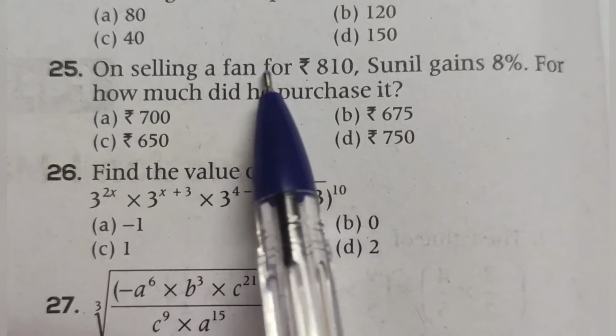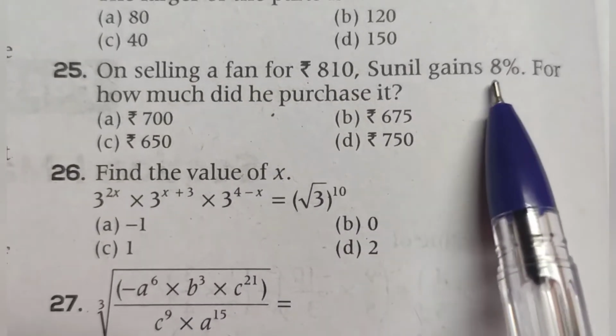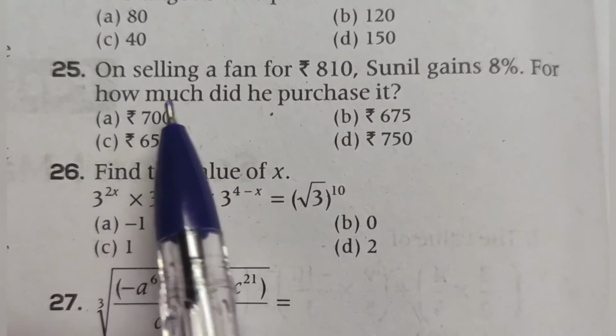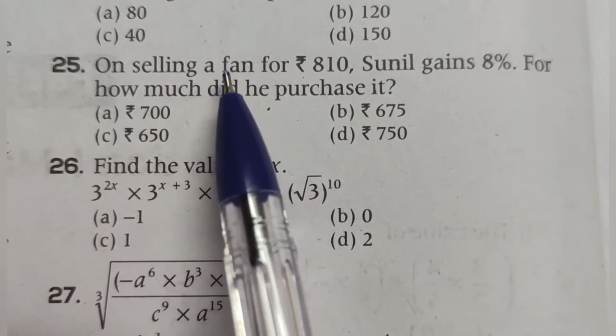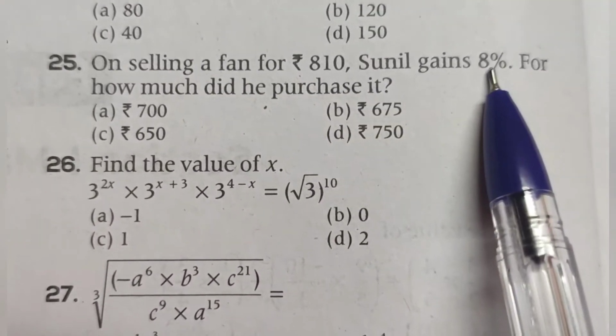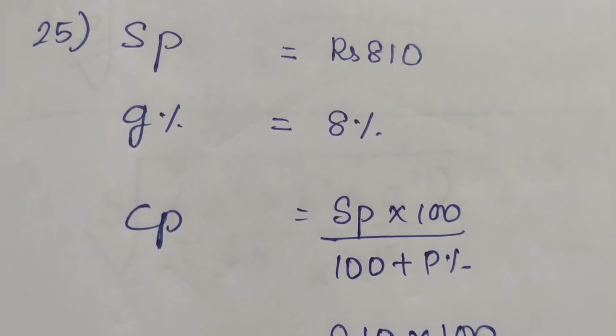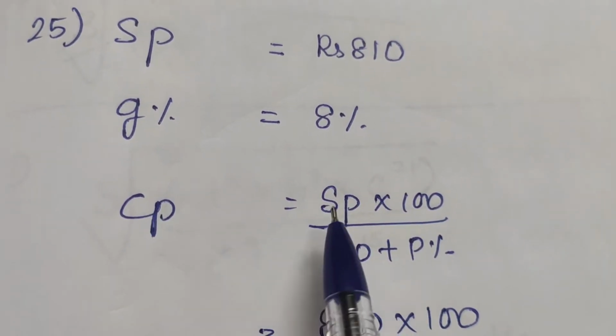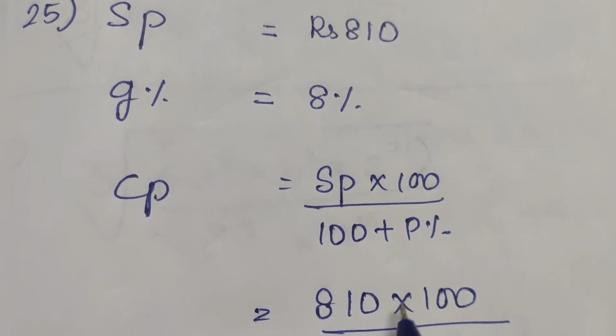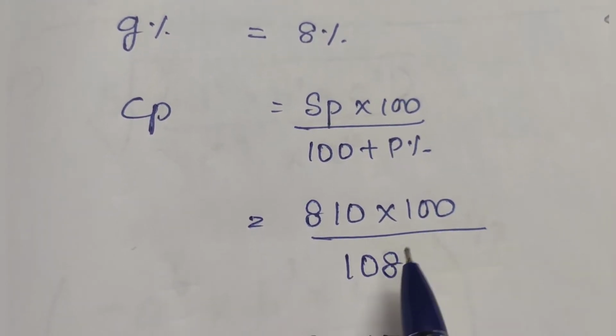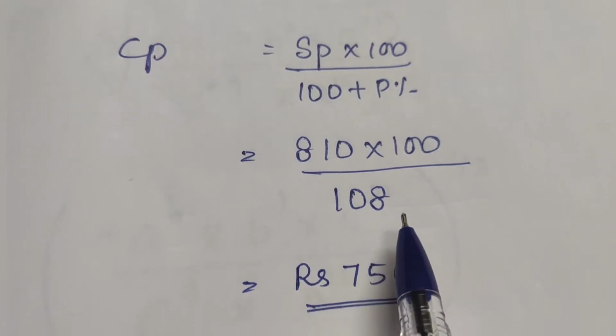25th question. On selling a fan for rupees 810, Sunil gains 8%. For how much did he purchase it? SP is 810, gain percentage is 8%, and for CP we can apply the formula. The formula says CP is equal to SP into 100 by (100 plus profit percentage). 810 into 100 by (100 plus 8).